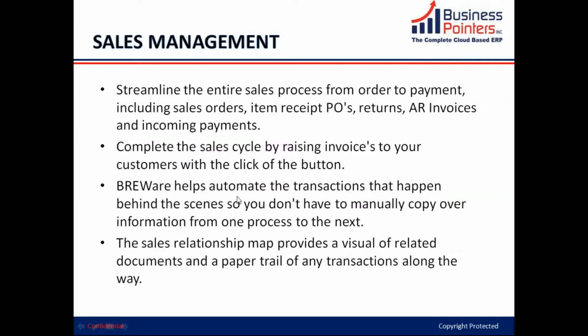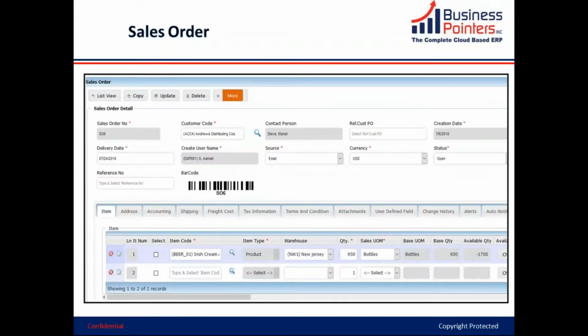BREWare software helps automate the transactions that happen behind the scenes, so you don't have to manually copy over information from one process to the next. The sales relationship map provides a visual of related documents and a paper trail of any transactions along the way.